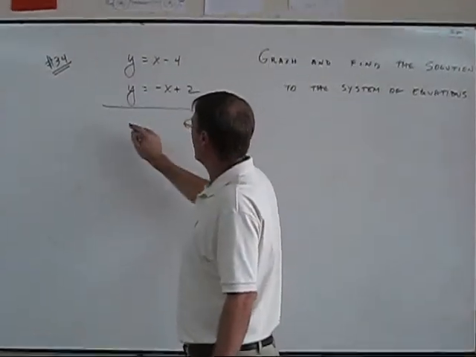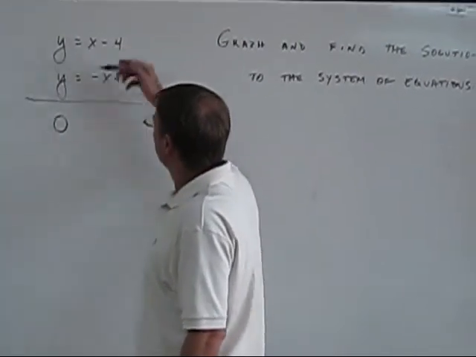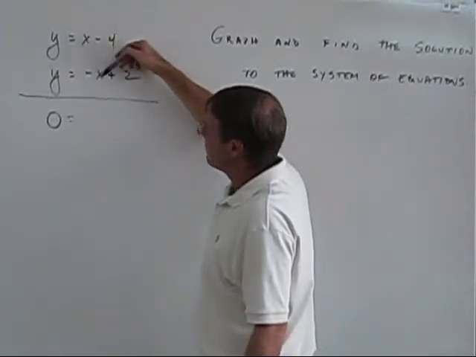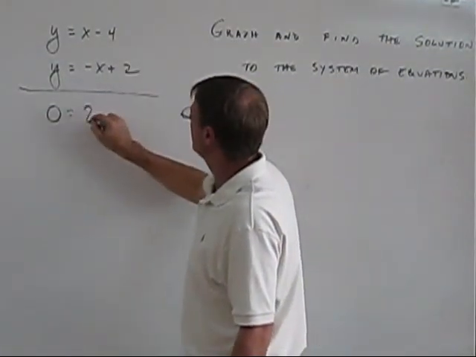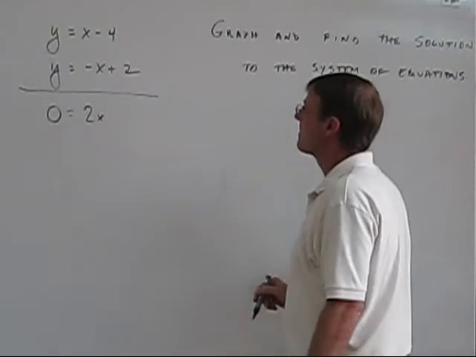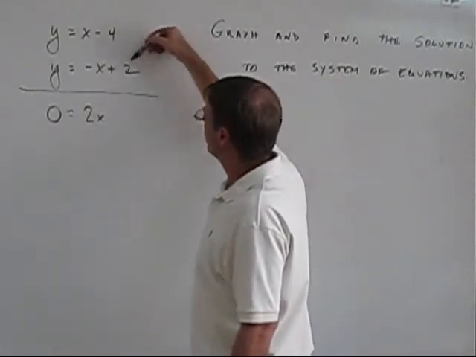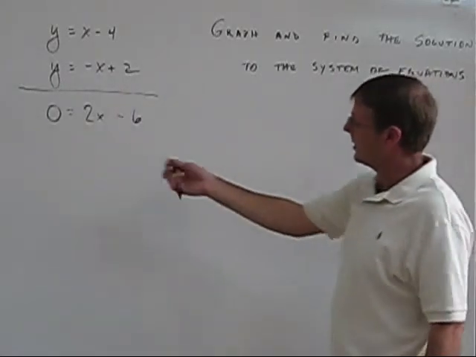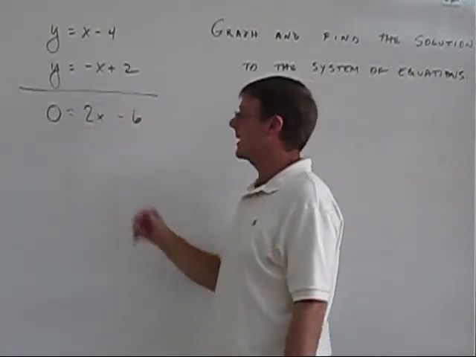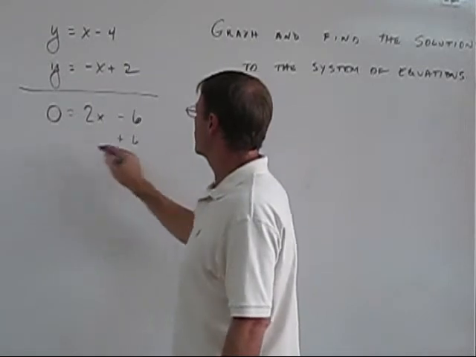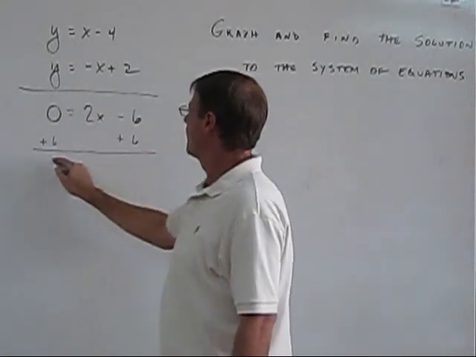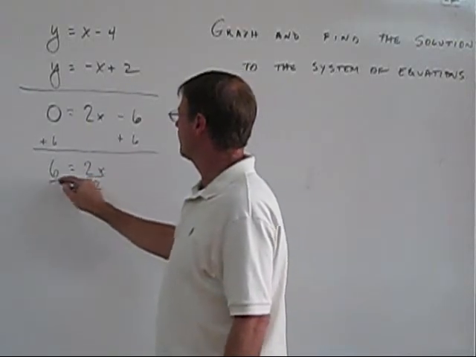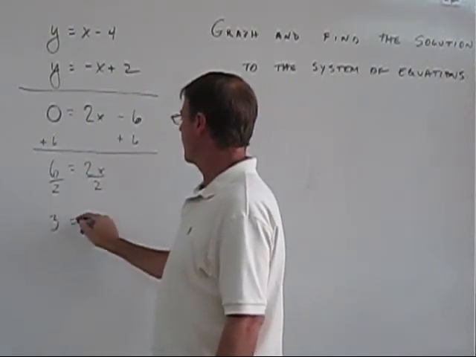When I subtract the y's, I get 0. Then I still have the equal. I subtract the x's. X minus -x gives me 2x. I subtract -4 minus 2 gives me -6. And now I have an equation with just x in it, so I can solve for x. So let's add 6. Okay, and then divide by 2. So I get 3 equals x.